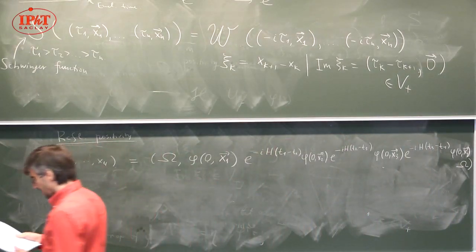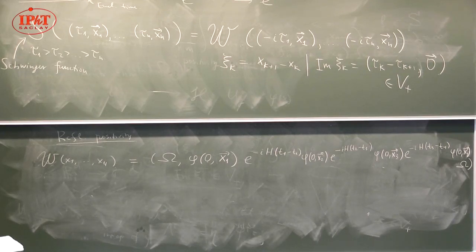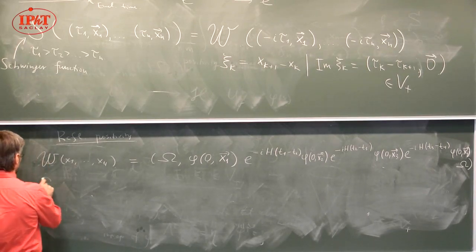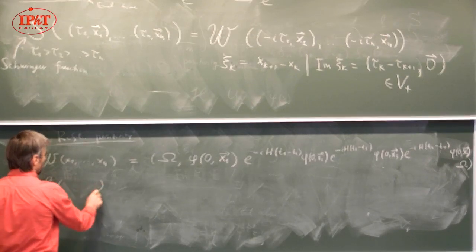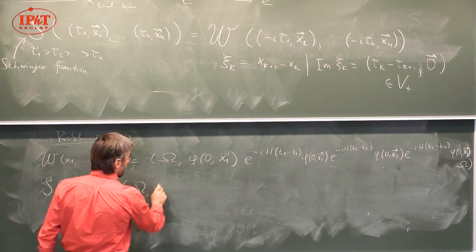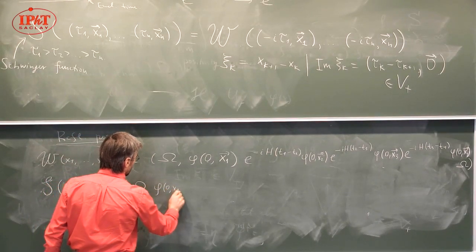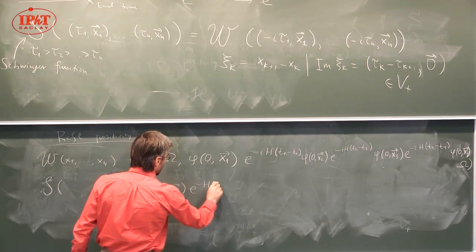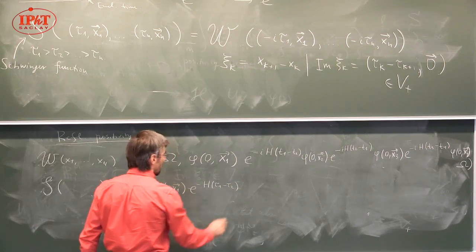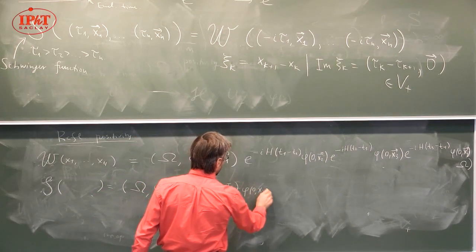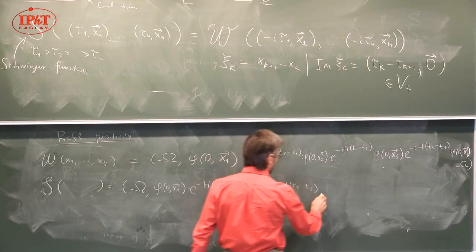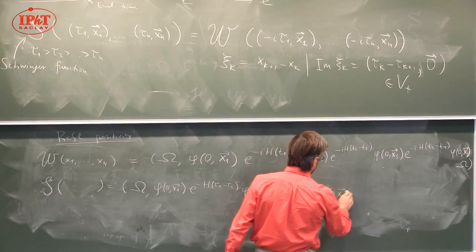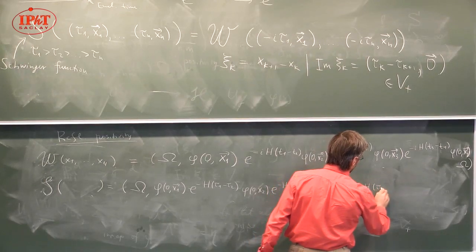So this is for general times, but now I would like to first of all analytically continue. So I consider now the Schwinger function, analytically continued at Euclidean points. Well, I'm not going to write them all, but it's going to be omega, phi(0, x1), e^{-H(τ1−τ2)}, phi(0, x2), e^{-H(τ2−τ3)}, phi(0, x3), e^{-H(τ3−τ4)}, phi(0, x4), omega.